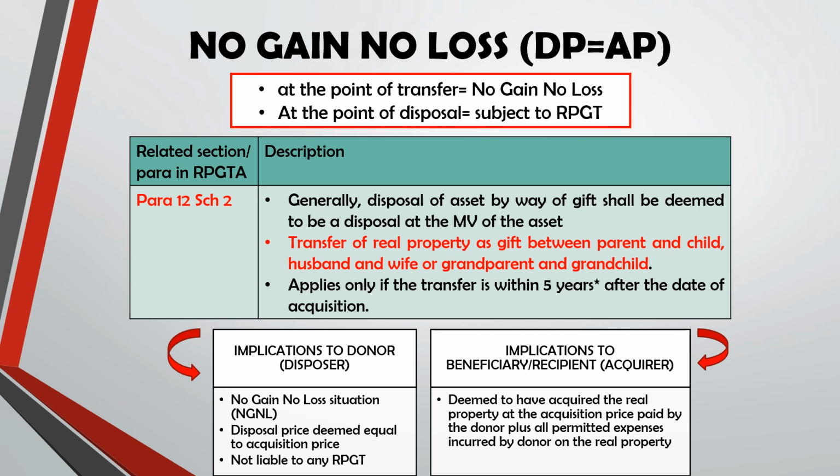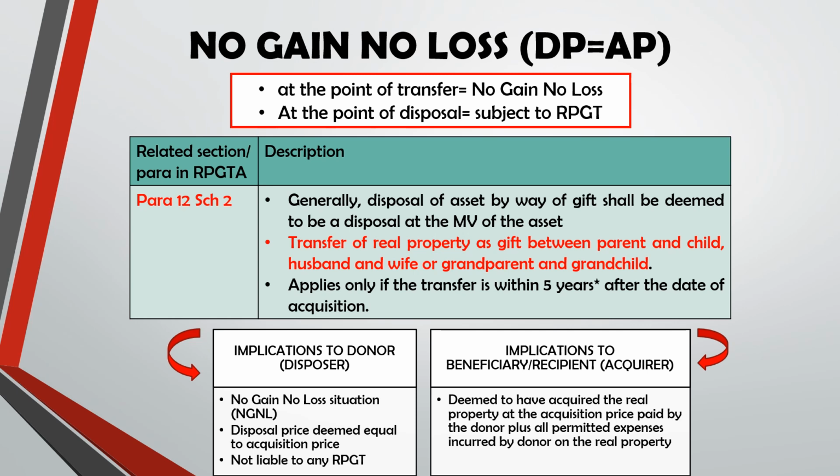So generally, disposal of an asset by way of gift shall be deemed to be a disposal at the market value of the asset. For a gift transaction, remember, we already learned before, disposal is deemed at market value. One of the situations is for a gift transaction. So generally, it will be at market value.